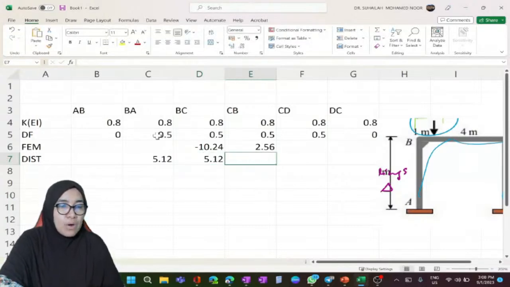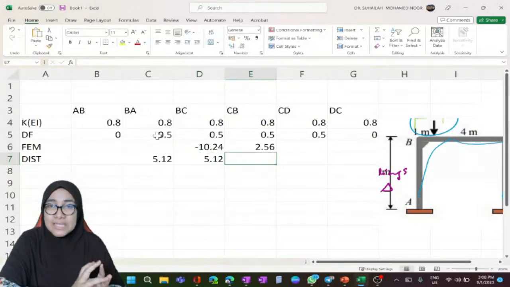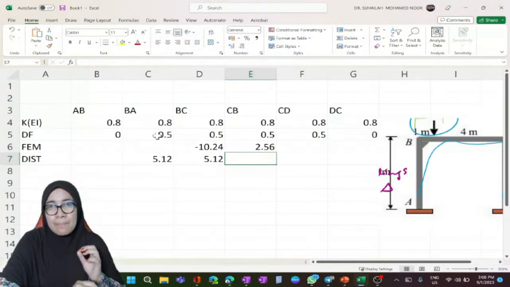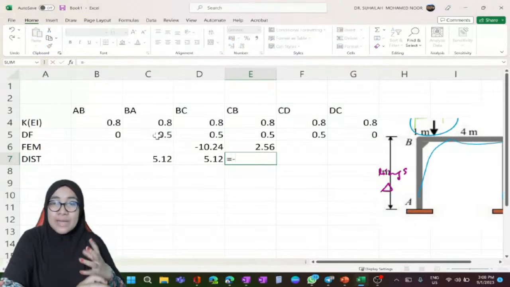Okay, so for joint C, we have CB and CD. We get one moment value, which is 2.56. That is the member end moment. So that is why, when we analyze, we have to put a negative.